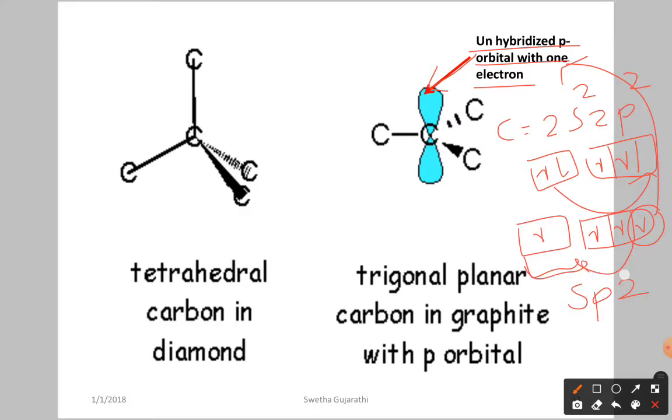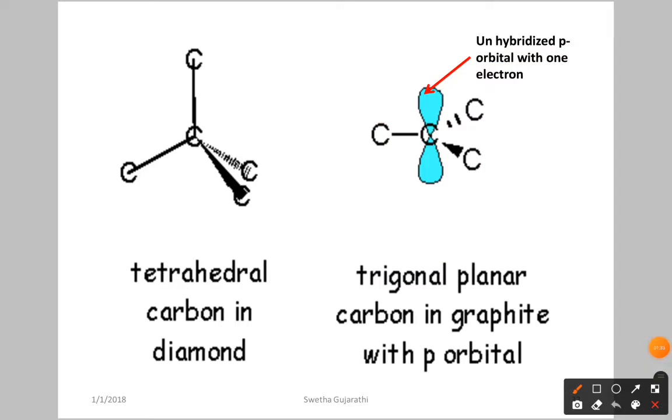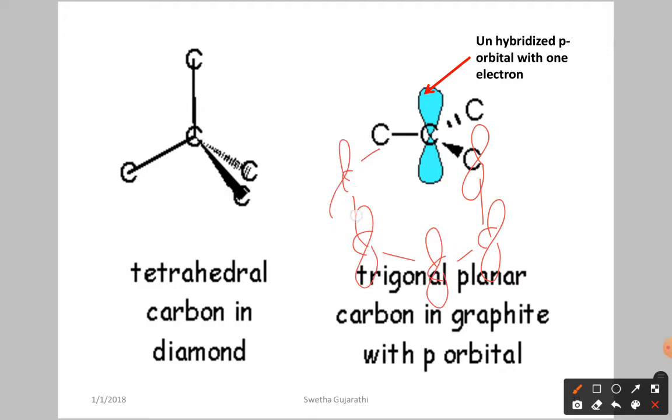Now, sp2 means what shape? Trigonal planar. So what happened is that they form a hexagonal structure. In this, each carbon undergoes sp2 hybridization. So here you can see they form hexagonal rings, one carbon after another. Each carbon atom undergoes sp2 hybridization with one unhybridized p orbital. So all have unhybridized p orbitals.